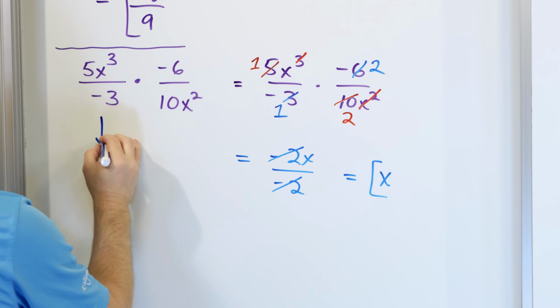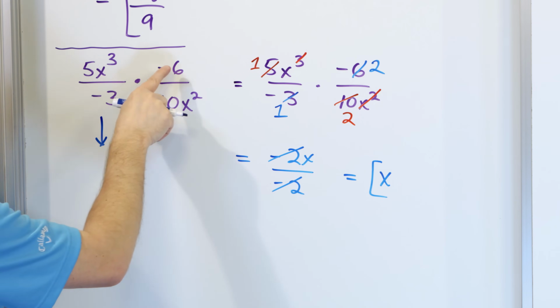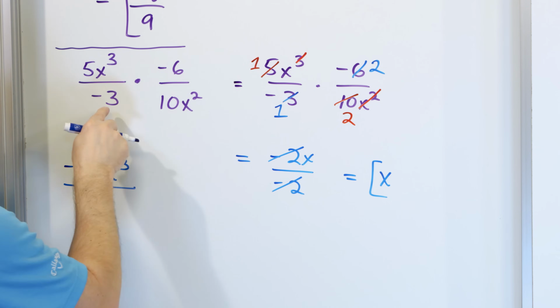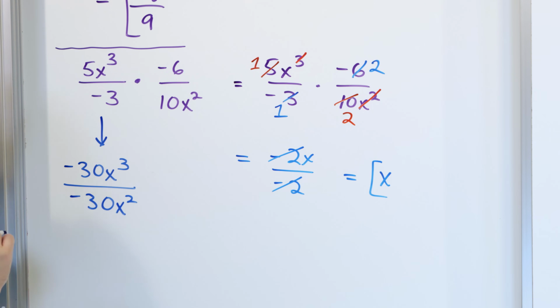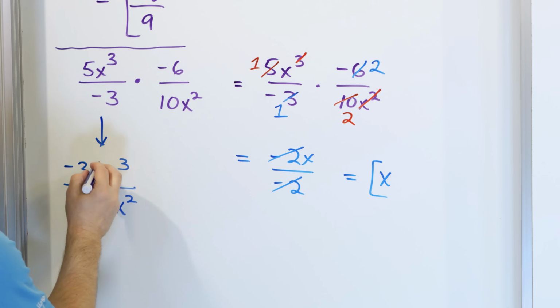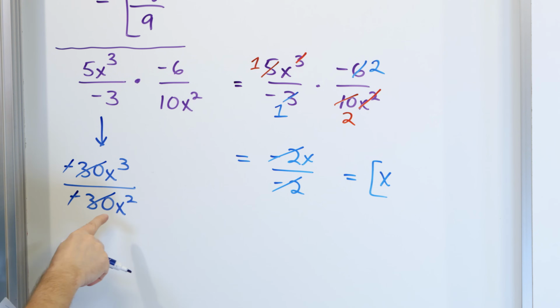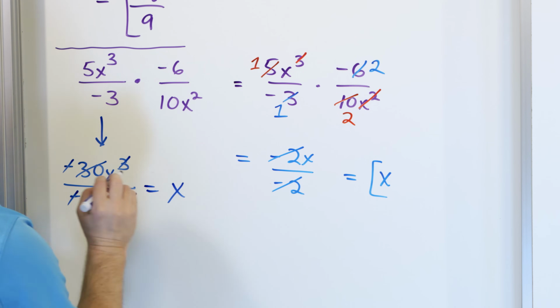Now, just for giggles, I'm not going to do this every time, but just for this one time, let's go ahead and do this the full-blown way. Let's multiply the original problem out. 5 times -6 is -30, x cubed. On the bottom, -3 times 10 is -30, x squared. You can see right away the 30s are going to cancel. You can see right away these signs are going to divide away. The x squared is going to cancel. I'm only going to have one x left.